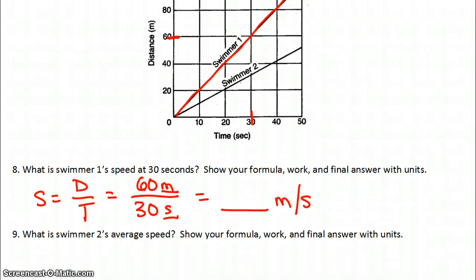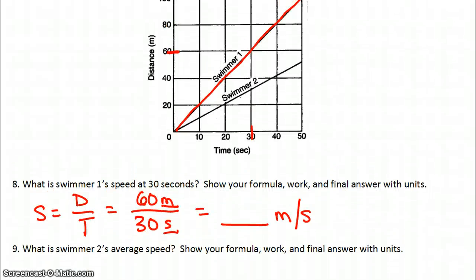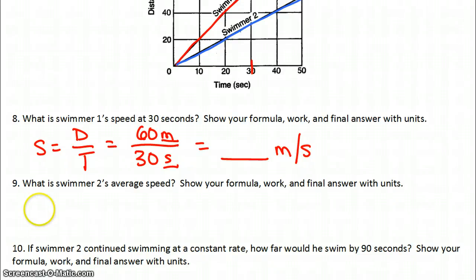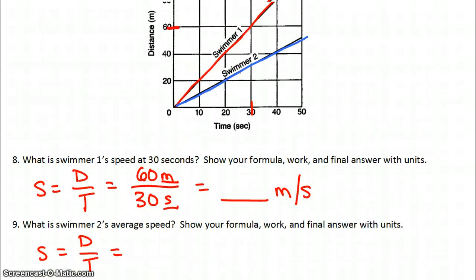All right, let's look at number 9. What is swimmer 2's average speed? I'll highlight swimmer 2 in blue here. We want swimmer 2's average speed, so that would be over the entire course of the swimming. We'll still use the same formula, distance over time, but now we need to go back and look.